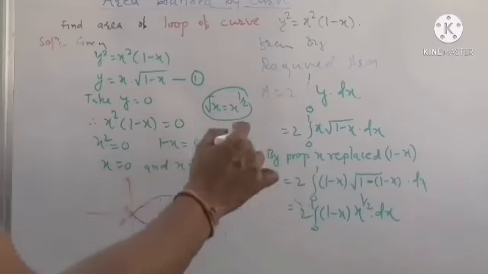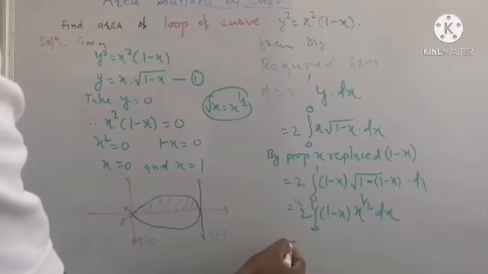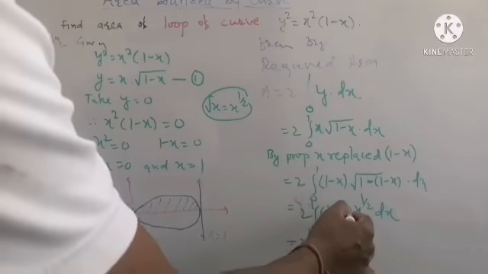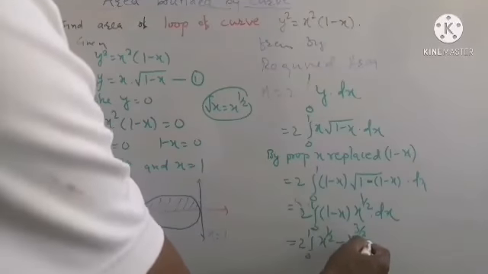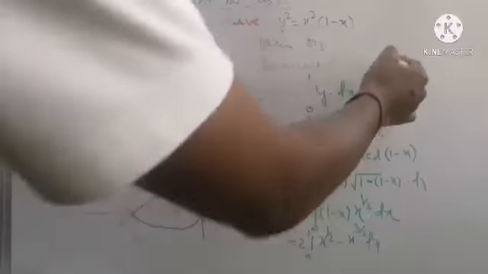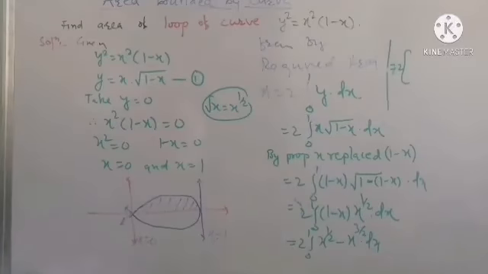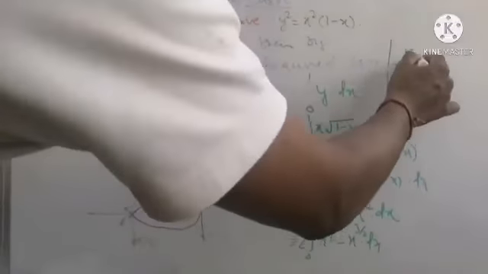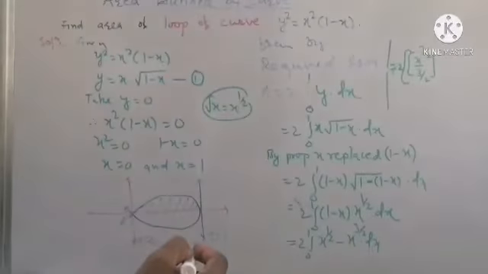So instead of root x, I take x raised to 1 half. Now multiplying this bracket by x raised to 1 half, we get the integral from 0 to 1 of the first term x raised to half, and minus, in the second term, x into x raised to half; adding the indices 1 and half, we get x raised to 3 by 2. Now taking the integration simply, as 2 is a constant multiplier, we take the bracket and integrate both terms separately. The integration of the first term, x raised to half, will be x raised to 3 by 2 divided by 3 by 2, as this is a power function, and 1 half plus 1 is 3 by 2.